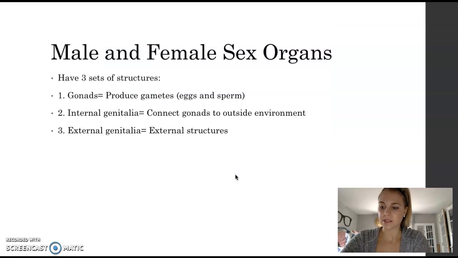Both male and female sex organs have 3 sets of structures. The first are the gonads, and these are the organs that produce gametes, so the gonads are the eggs and the sperm. And then there are the internal genitalia, and that consists of accessory organs and ducts that connect the gonads with the outside environment. And then, of course, you have the external genitalia, and those are the external reproductive structures.